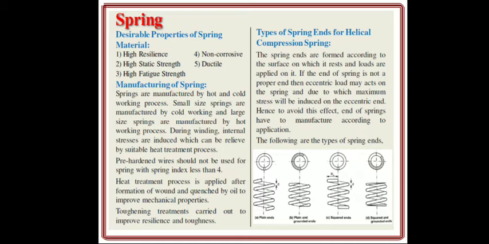Now we will see the various types of spring ends for the helical compression spring. We will see them one by one. In this diagram you can see, the first is the plain end type spring, the second is the plain and grounded end, the third is the square end, and the fourth is the squared and grounded end. So these are the four types of spring ends used for the helical compression spring.